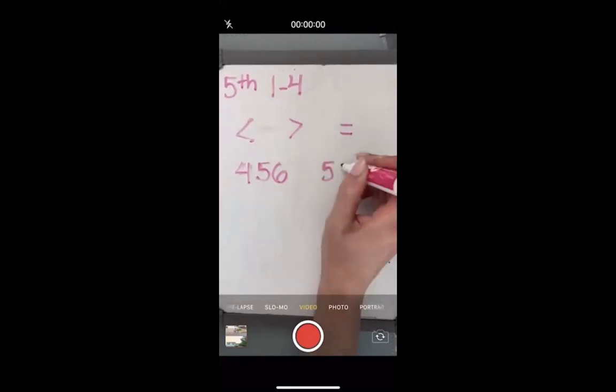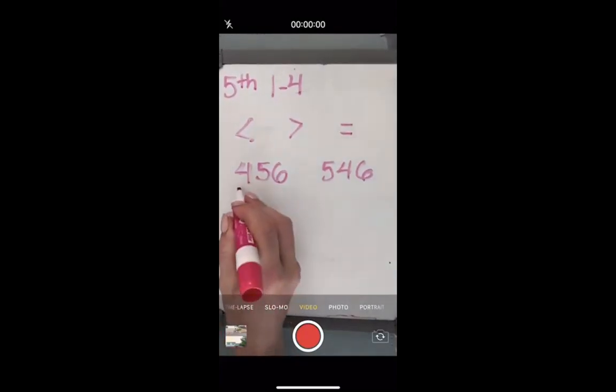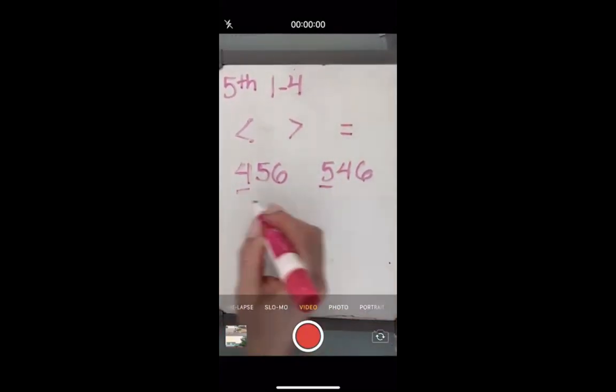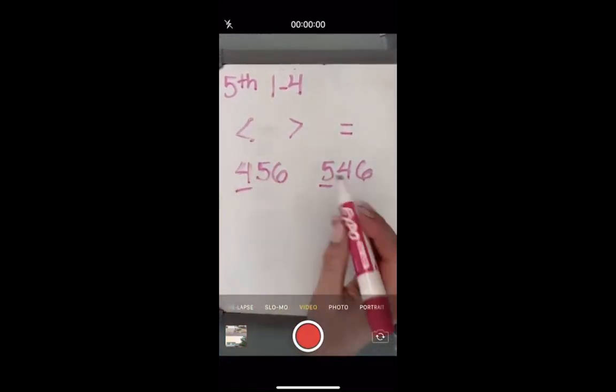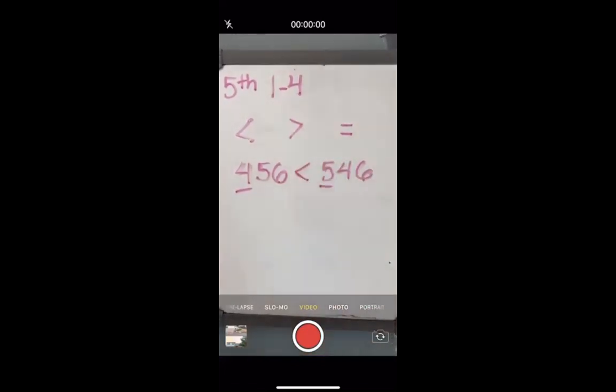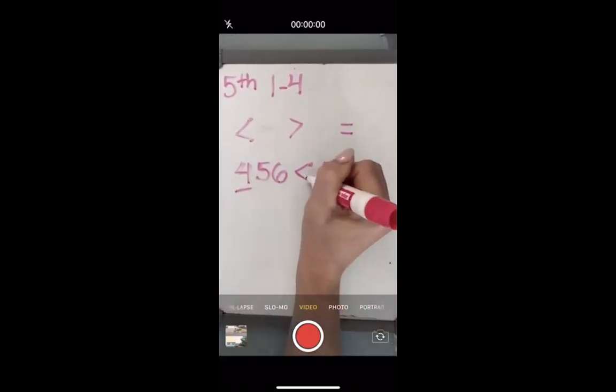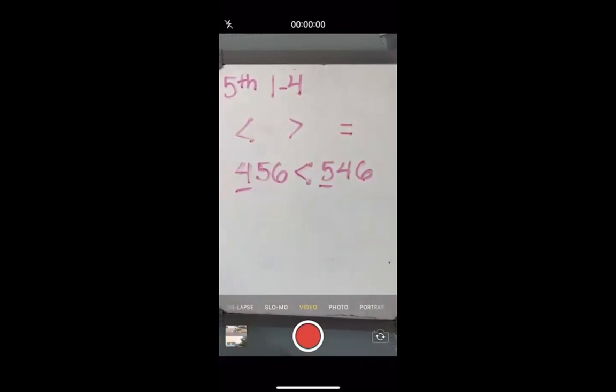456 to 546. I'd start in my hundreds place. I always start in my greatest place value. And I know that 500 is greater than 400. I don't even need to go any further. And so I always say the alligator's mouth eats the bigger number.